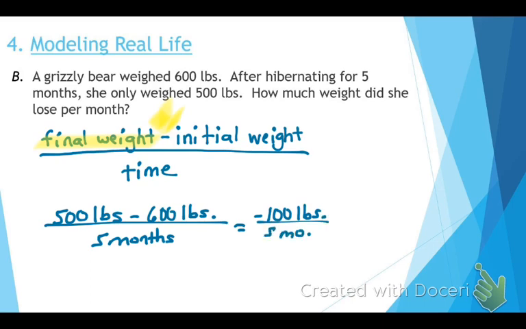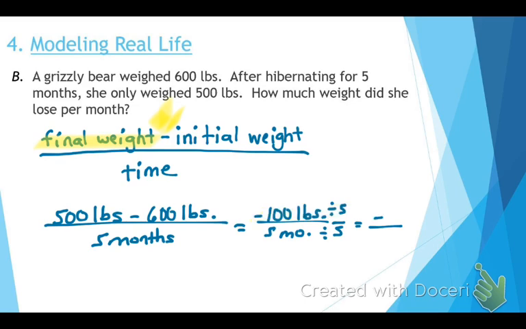Now, if you look back at the question, it asks you how much weight did she lose per month. So I don't want to know how much she lost in 5 months. I want to know how much she lost in 1 month. What we basically need to do is divide this by 5 to get it to equal 1 at the bottom. And then I've got to divide by 5 on the top. So let's start off with this right here. A negative number divided by a positive number. Will my answer be positive or negative? Negative. It's going to be negative because there was one negative number there.